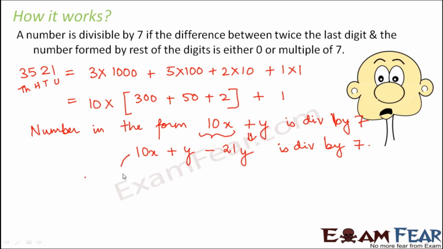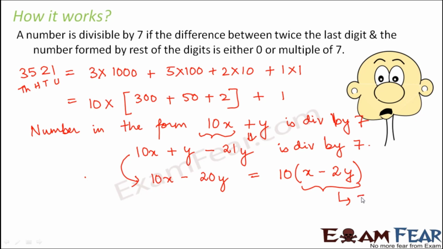Now, is there any better way in which we can write this? So this can be written as 10x minus 20y, because minus 21y plus y will give us minus 20y. So this can be written as 10 into x minus 2y. Right? So basically now our challenge is to decide if this part is divisible by 7.